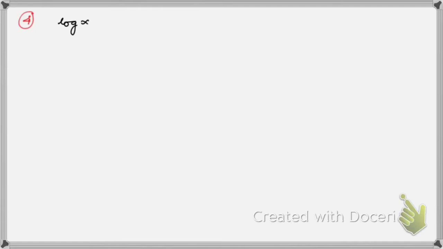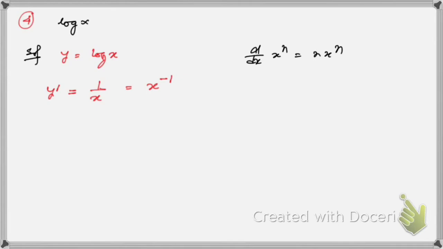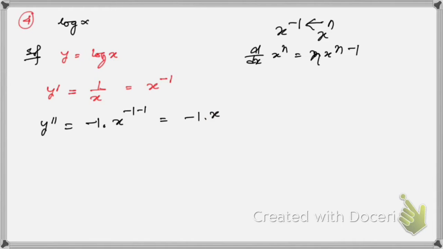Now our next question, number 4, is log x. So y is equal to log x. The derivative of log x is 1 by x, isn't it? Now 1 by x can be written as x to the power minus 1, and now apply the derivative of x to the power n, which is n into x to the power n minus 1. Comparing x to the power minus 1 with x to the power n, if you differentiate it again, you will get minus 1 into x to the power minus 2, which is equal to minus 1 by x square. So this is our answer.